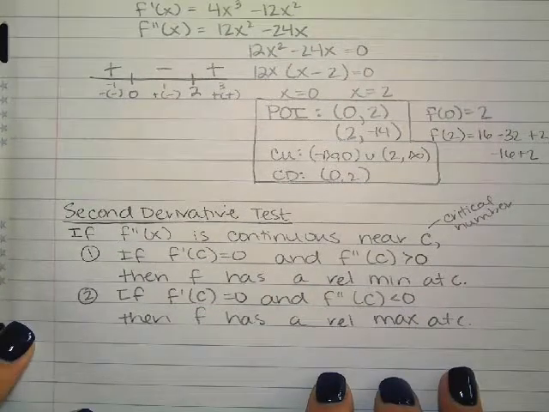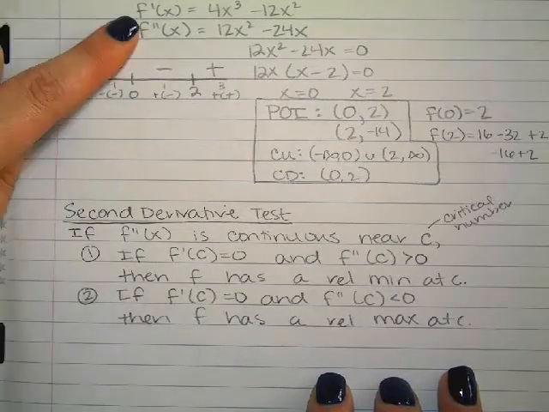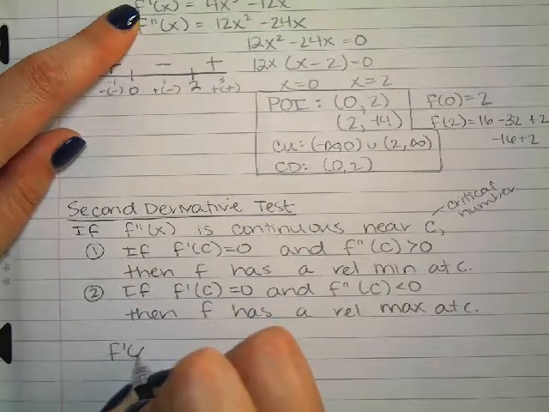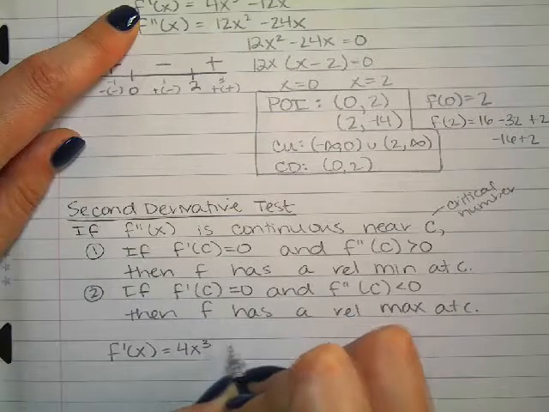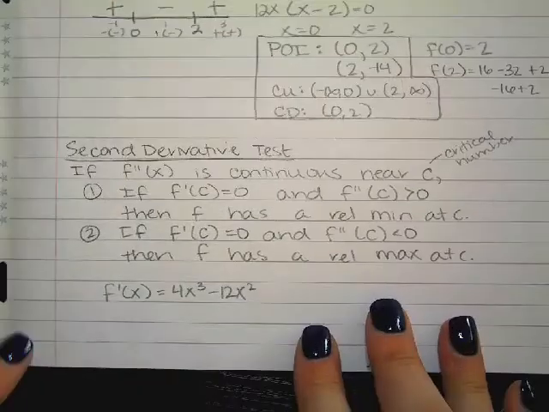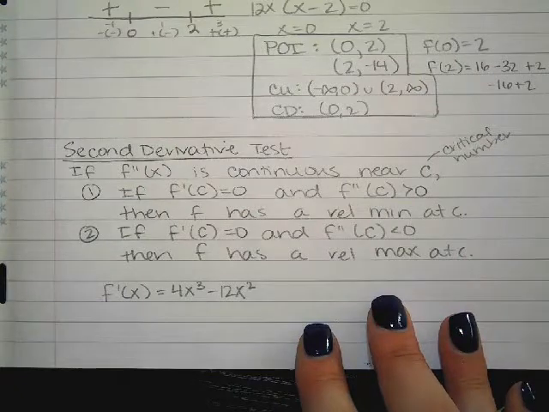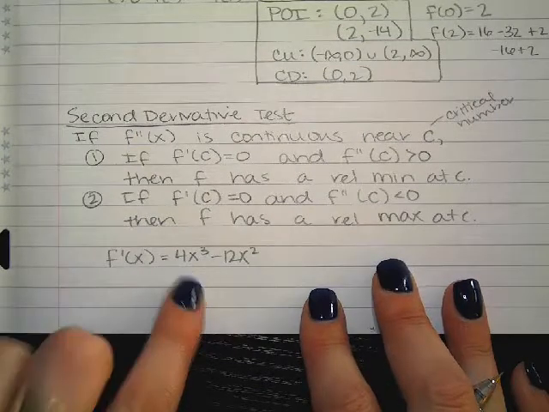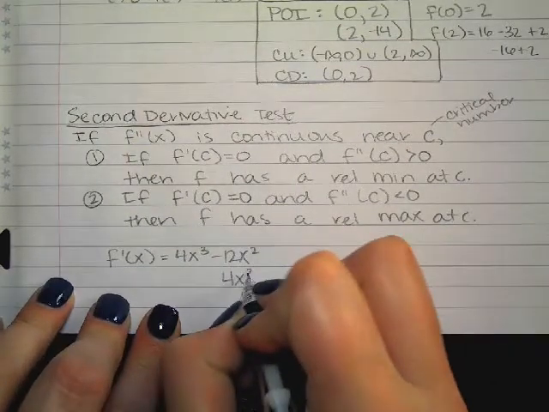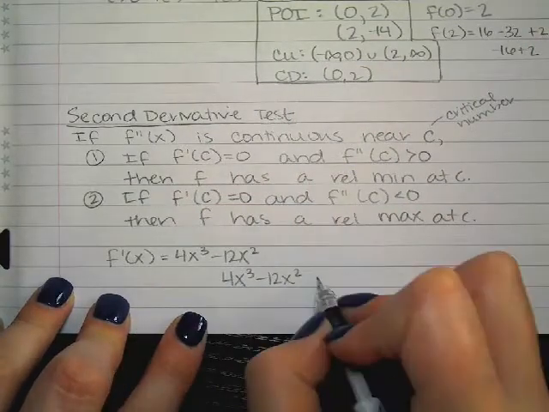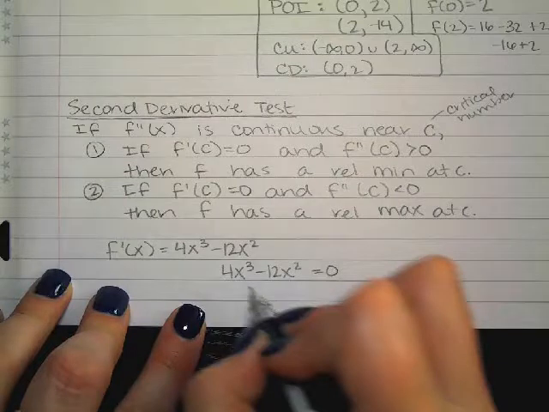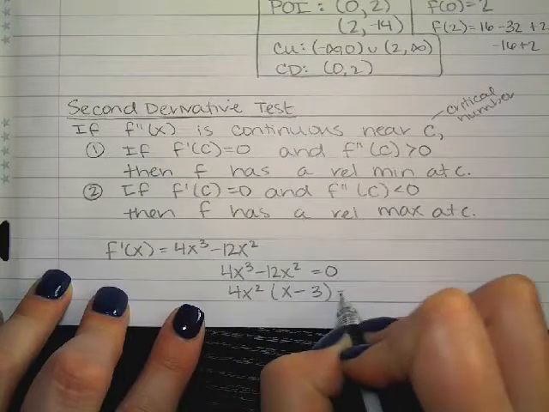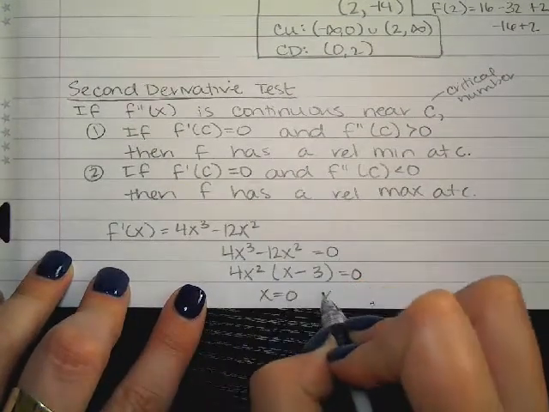Okay. So what we're going to do now is go back to this problem. I'm going to take that first derivative, so I have f prime of x. The first derivative was 4x to the third minus 12x squared. And what I want to do with that first derivative is figure out what the critical numbers were. So how do I do that? Set it equal to 0. So 4x to the third minus 12x squared equals 0. How do I factor it? 4x squared, and then x minus 3. Okay, so x equals 0, x equals 3.